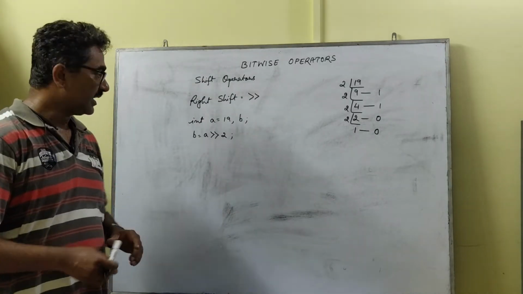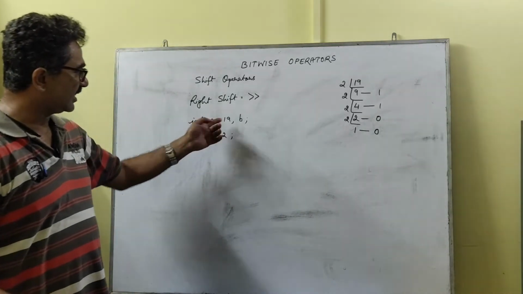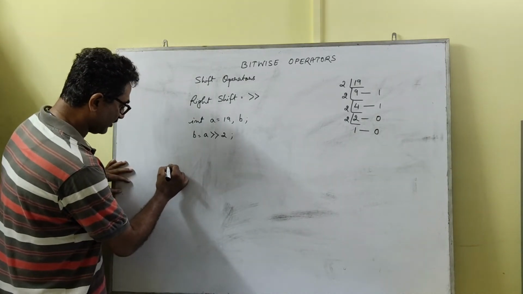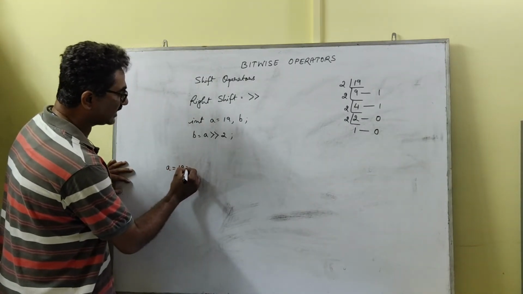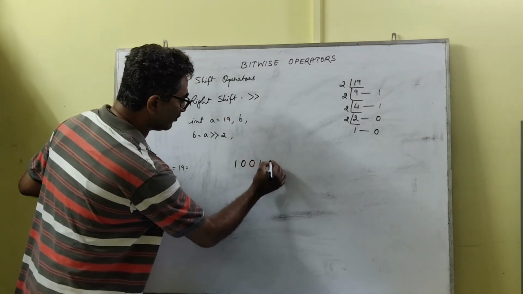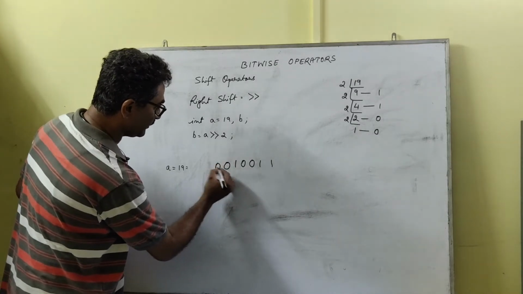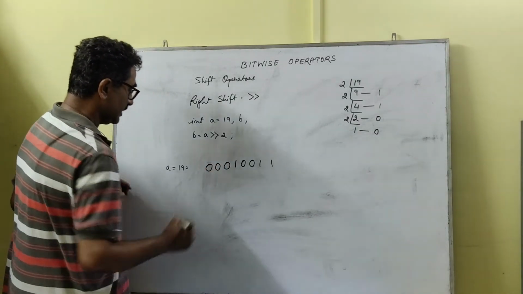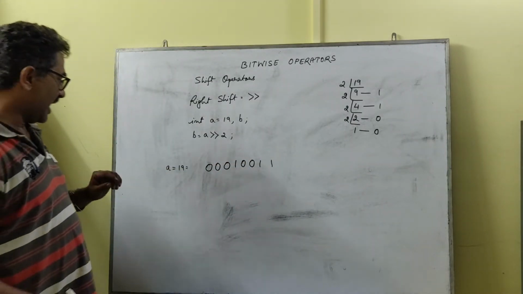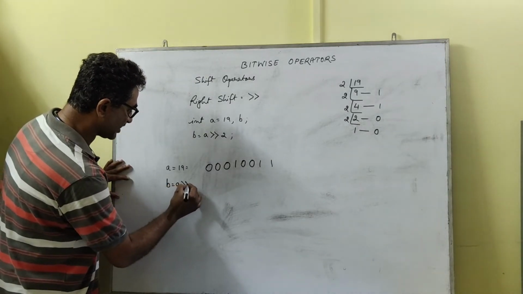Now this time I have just reversed the shifting, that is towards the right. I have taken the same number, that is 19. So how does it work? A is equal to 19, and the binary representation of 19 is 1, 0, 0, 1, 1, and we'll take only the last 8 bits. So this is the last 8 bits of the number 19. Now what is written is B equal to A right shift 2.